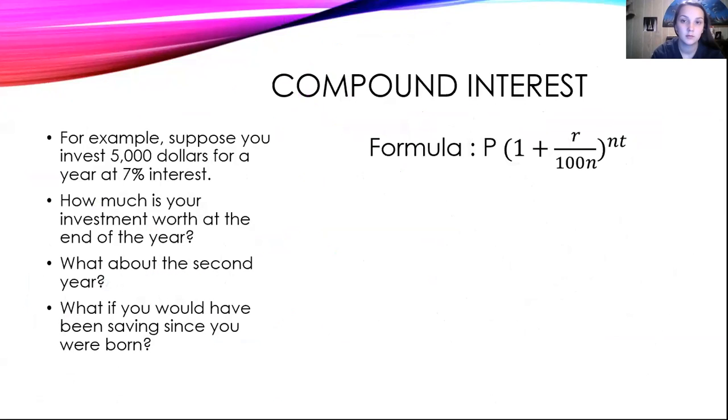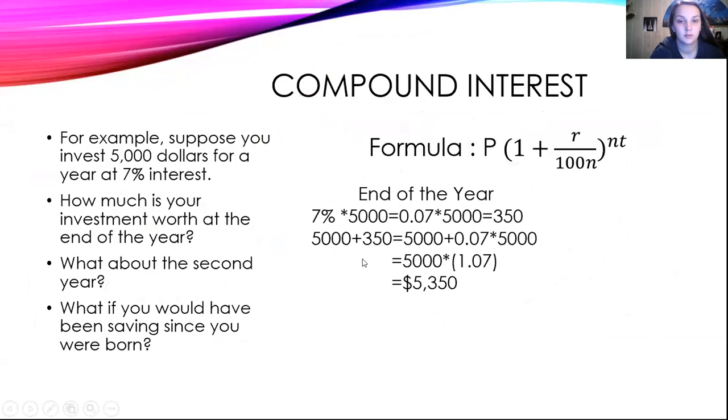So, compound interest. For an example, suppose you invest $5,000 for a year at 7% interest. How much is your investment worth at the end of the year? At the end of the year, you would do 7% times 5,000 equals 0.07 times 5,000 equals 350. 5,000 plus 350 equals 5,000 plus 0.07 times 5,000. So then you would do 5,000 times 1.07, which equals 5,350. And that's what you will have at the end of the year.